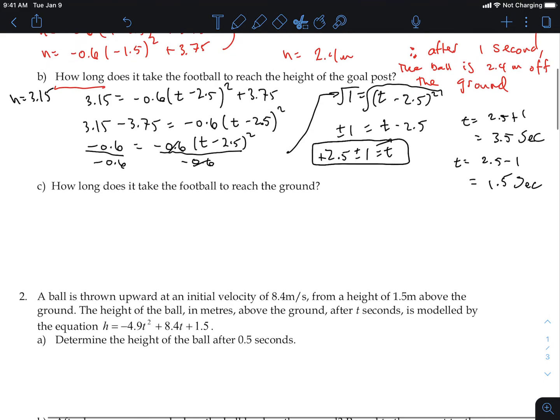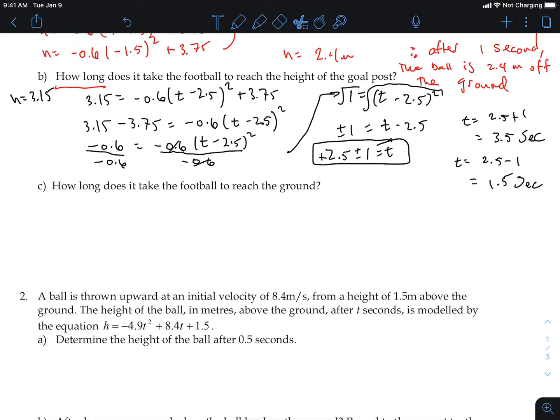Oh yeah, sorry. If I had room, I'd give you more room on a test. You're right. Therefore, the two time values are 1.5 and 3.5. Okay, you can write that, when the ball's 3.15 meters off the ground. That's what you're gonna write. Ice me for the next question.